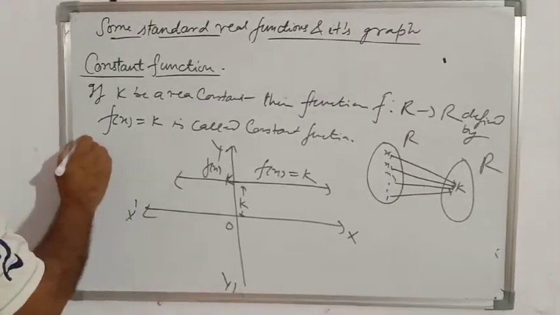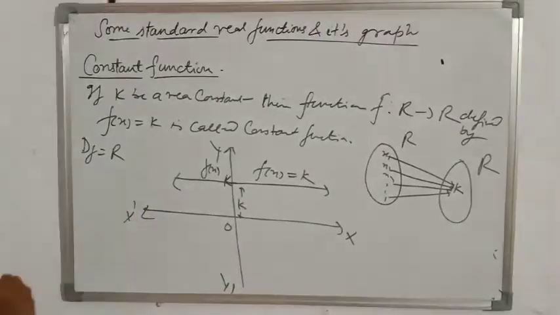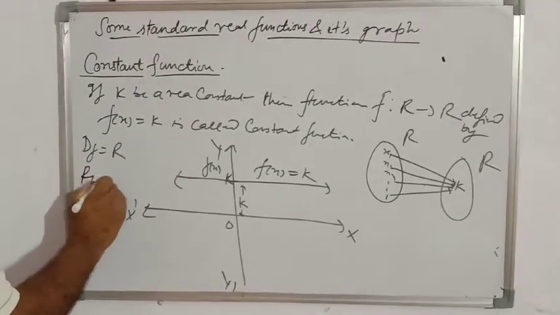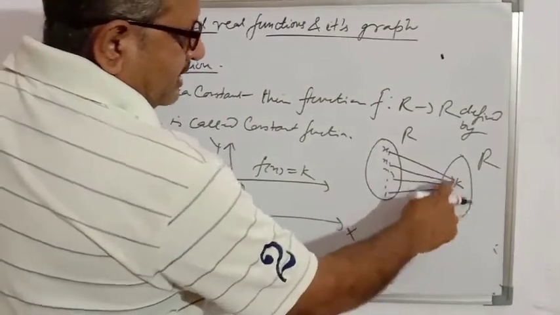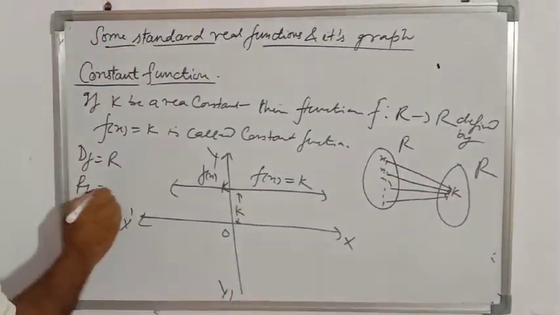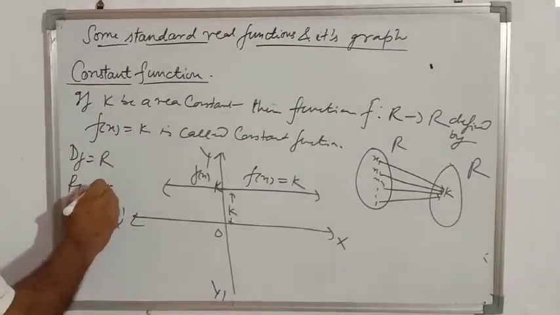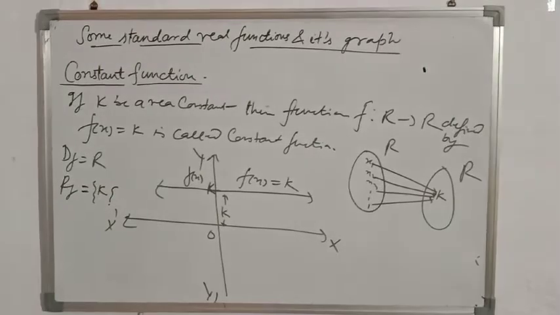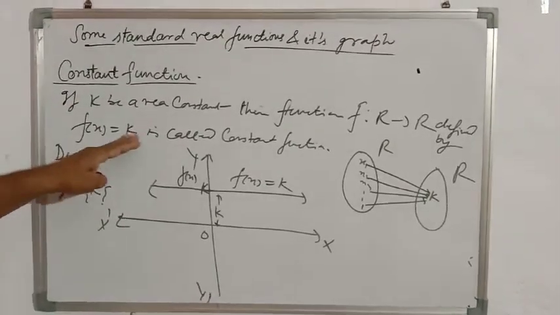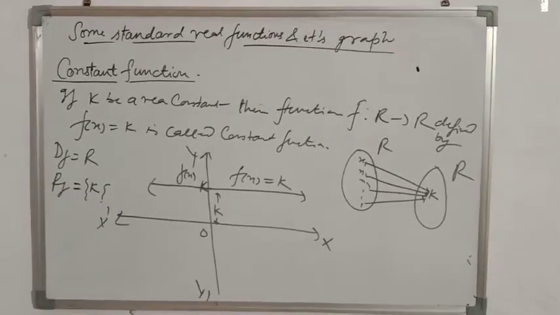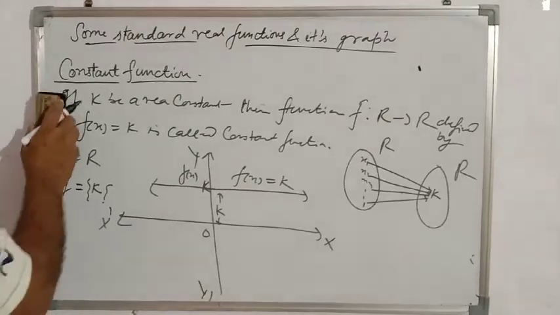What is the domain of this function? The domain is the whole set of real numbers. And what is the range of this function? Since every element is associated to the single element k in the codomain, the range Rf is only k, just one element. So this is the constant function f(x) = k, where k is a real constant. Next function.